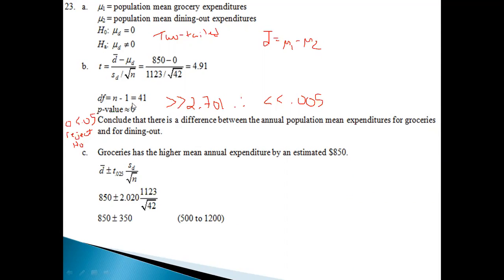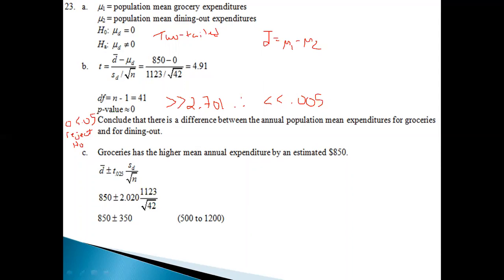And so if we look in our table at degrees of freedom of 41, we see that 2.701 is the most far right value, and that's going to be in the 0.005 column, or smaller. And since our value is much, much larger than that, our p-value is going to be much, much smaller than 0.005. And even if you multiply a much, much smaller value times 2, that's going to be really, really small, so we'll assume 0. But in any case, it's less than 0.05. So we're going to reject H0, and we conclude that there is a difference between the annual population mean expenditures for groceries and for dining out.